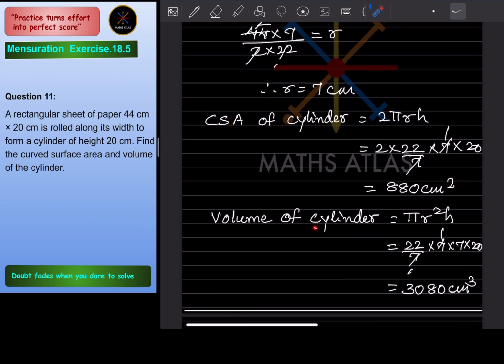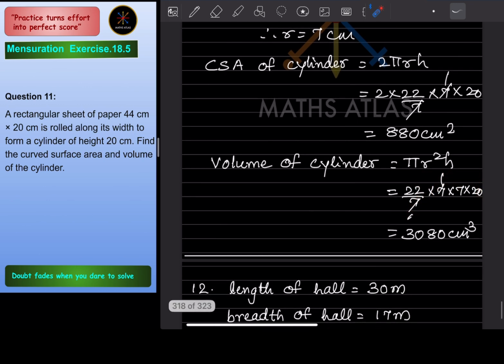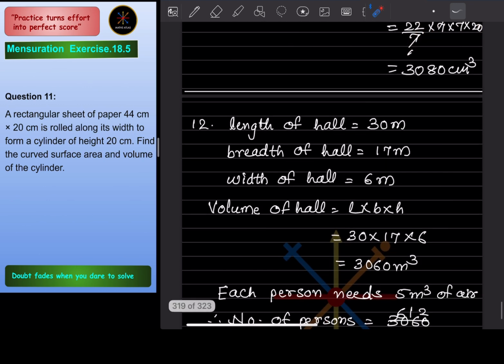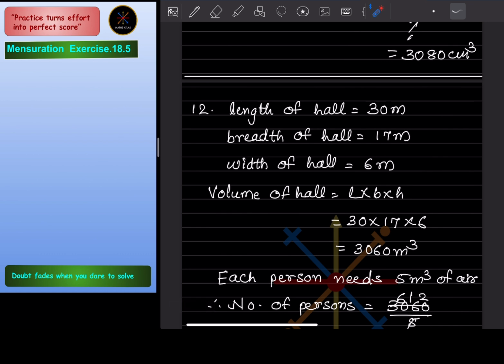Now let us see the volume. Volume of cylinder is pi r square h. So this will be 22 by 7, the radius is 7 into 7, and this will be 20. So this gets 7 times 1. So this will be 3080 centimeter cube. Now let us go to the next question.